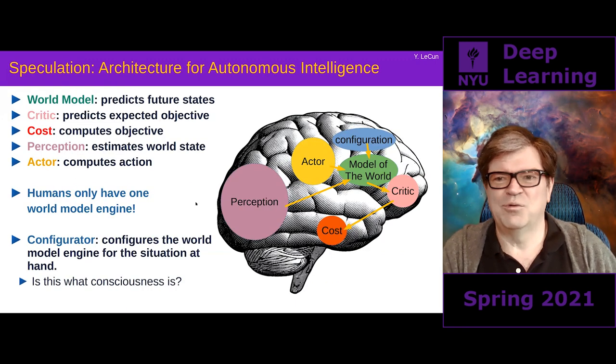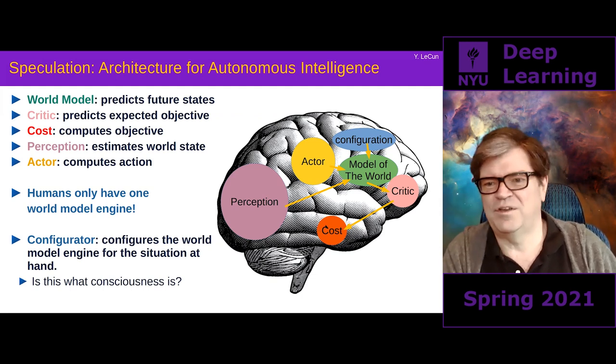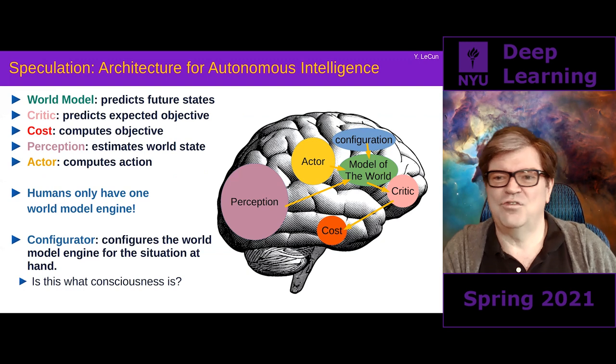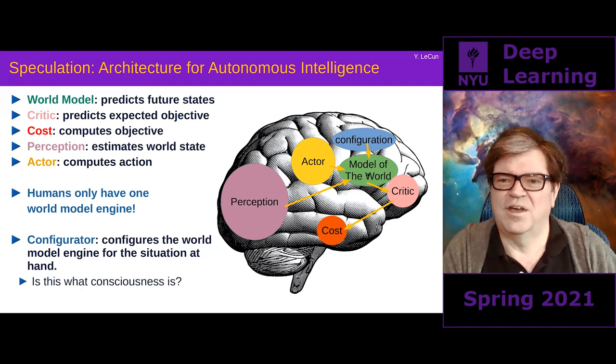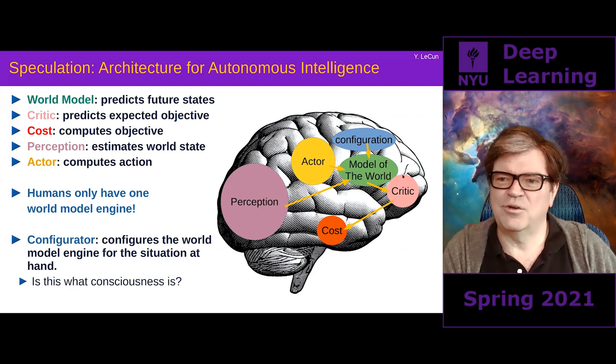So perhaps one day we'll be able to put this whole thing together where we have a system that has perception, which in our brain happens in the back of the brain. We have a cost function, which is in the basal ganglia, the base of the brain. We have a model of the world that allows us to predict what's going to happen in the world as a consequence of our actions or just because the world is being the world, and predict multiple outcomes. We may have a critic, and a critic is basically another neural net, a module that predicts what the future value of the cost is going to be, right?